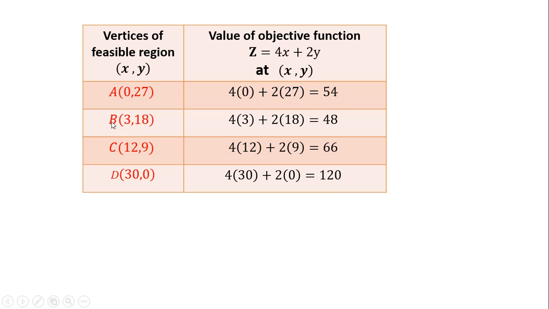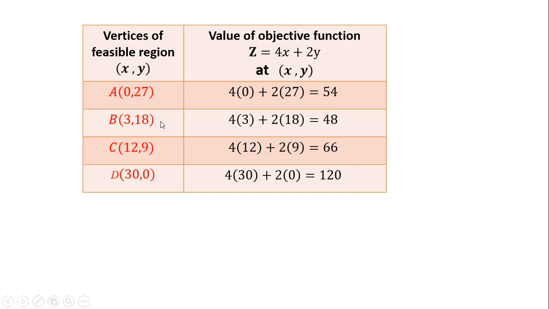Value of Z at this corner point B 3, 18: 4 into 3 plus 2 into 18 equal to 48. Value of Z at C 12, 9: 4 into 12 plus 2 into 9 equal to 66. Similarly, the value of Z at this corner point D is 120. Now, since the problem is to minimize Z, we find the minimum value out of these 4 values of Z. So 54, 48, 66 and 120.